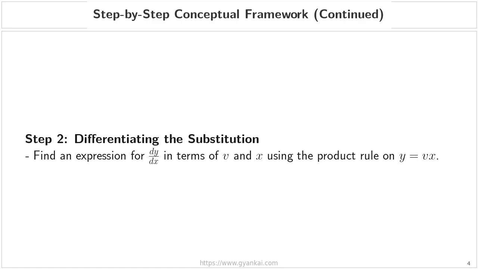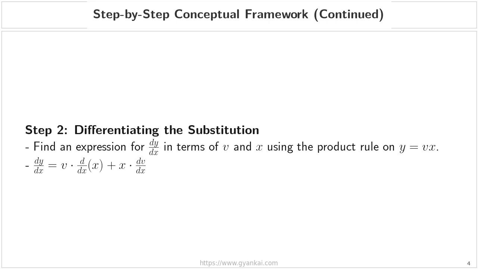Since we are introducing a new variable, v, we can't just leave the derivative as dy over dx. We need to find an expression for dy over dx in terms of our new variable, v, and our original variable, x. To do this, we look at our substitution, y equals v times x, and treat it as a product of two functions, v and x. This means we must apply the product rule. Let's walk through the derivation.